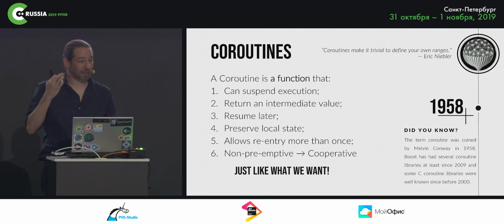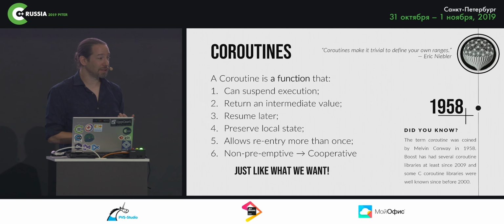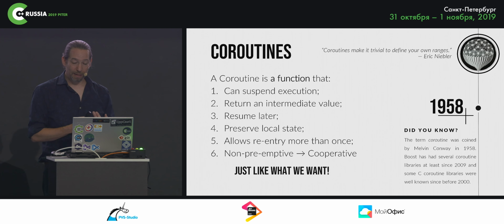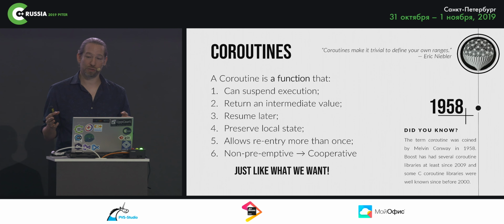But you might ask, okay, what is a coroutine? A coroutine, in essence, is a function that can suspend execution. It can stop in mid-computation, return some kind of intermediate value, and then, upon request, resume later from the same point. So it's kind of a pause button that can be chosen by the programmer, and then resume from the same point.